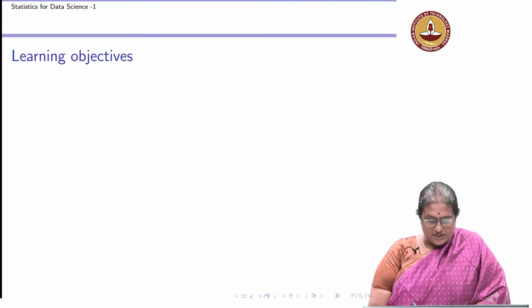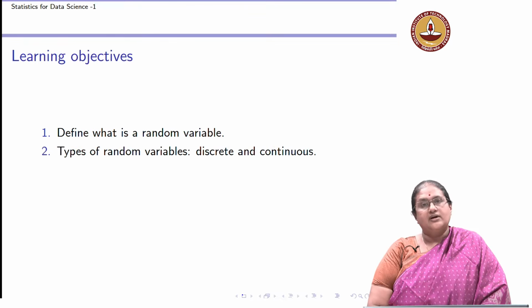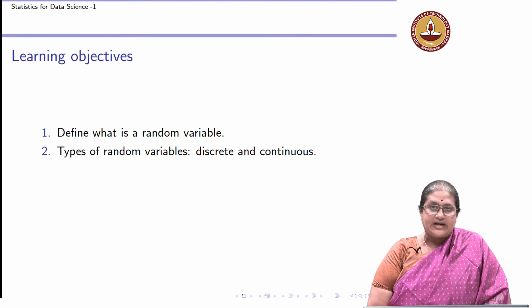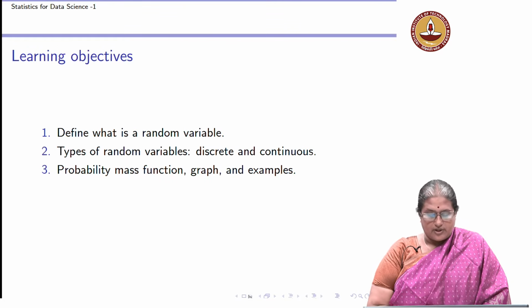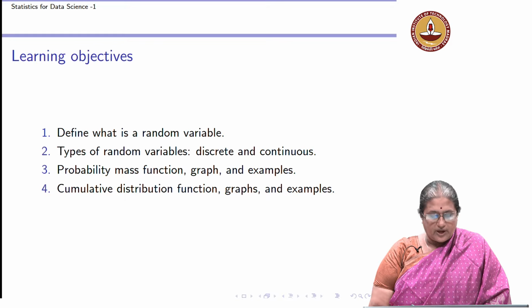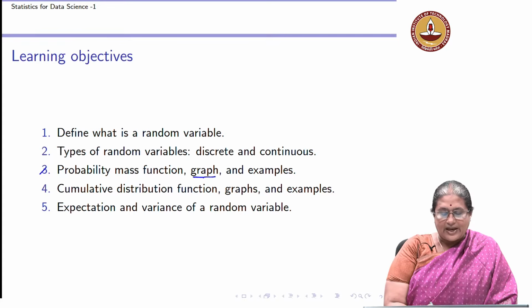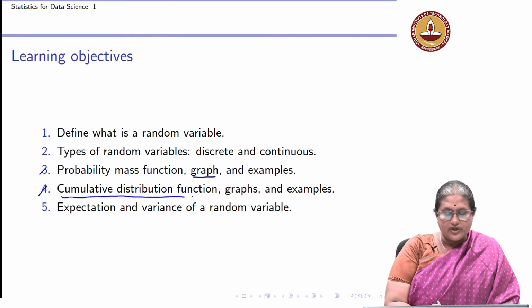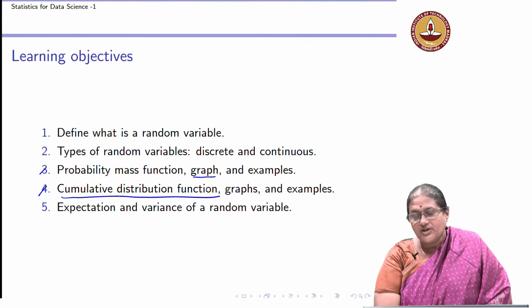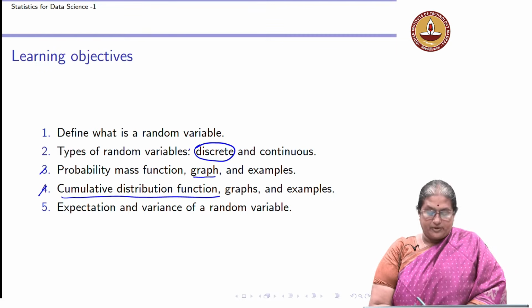So far what we have seen is, we defined what a random variable was, and then we discussed discrete and continuous random variables, and we defined what a probability mass function was. So today we are going to continue to understand what a probability mass function is. We'll see what we mean by a graph of a probability mass function, and then we'll introduce what a cumulative distribution function is. All of this when the variable is a discrete variable.